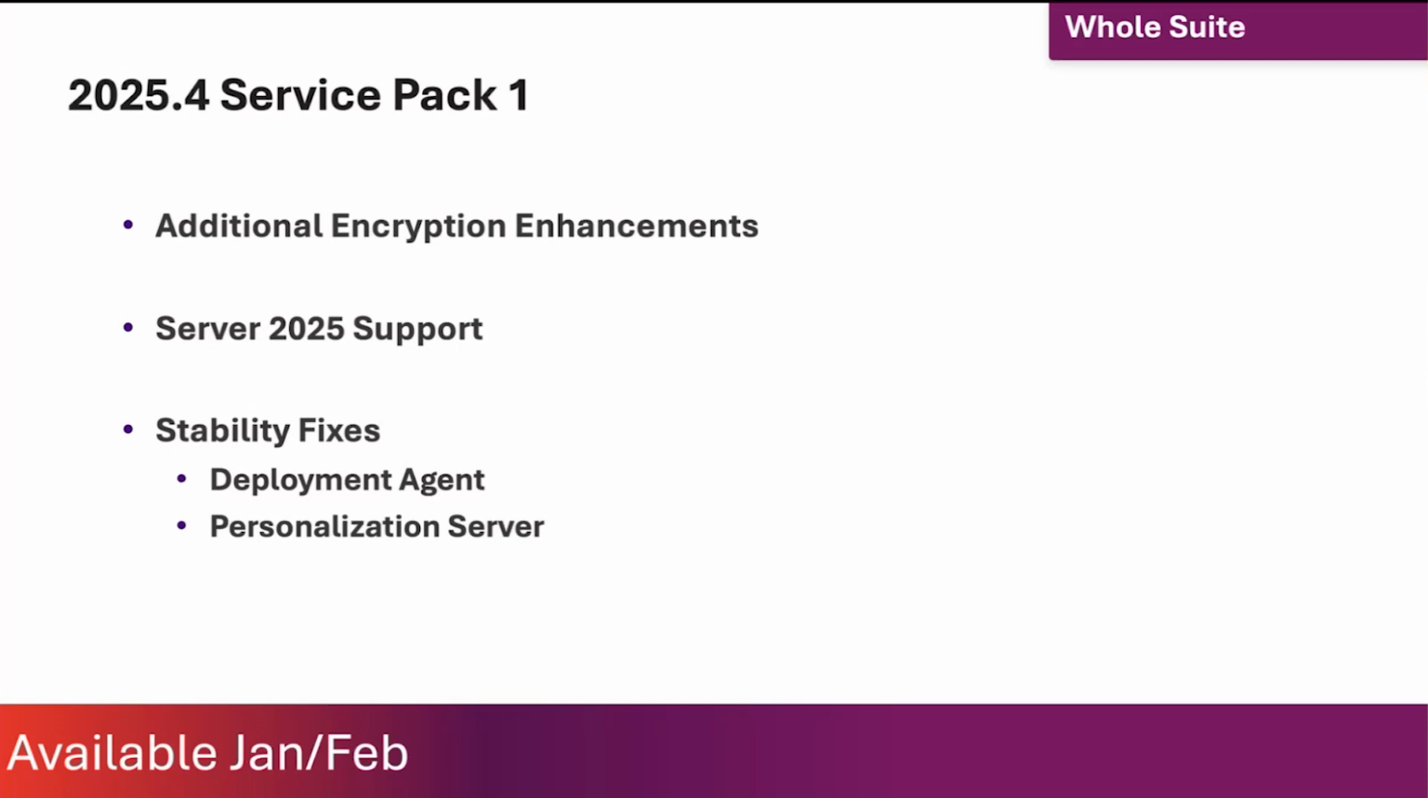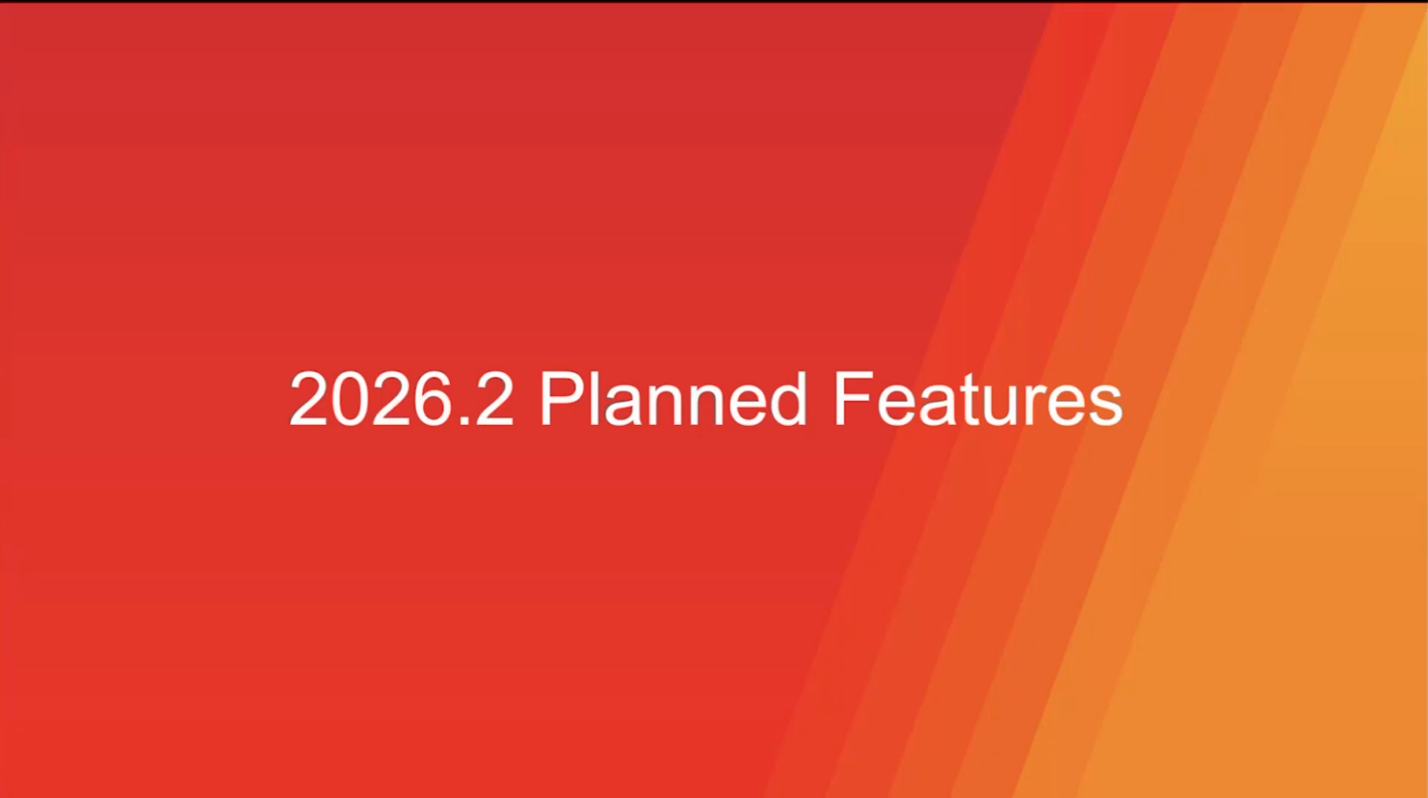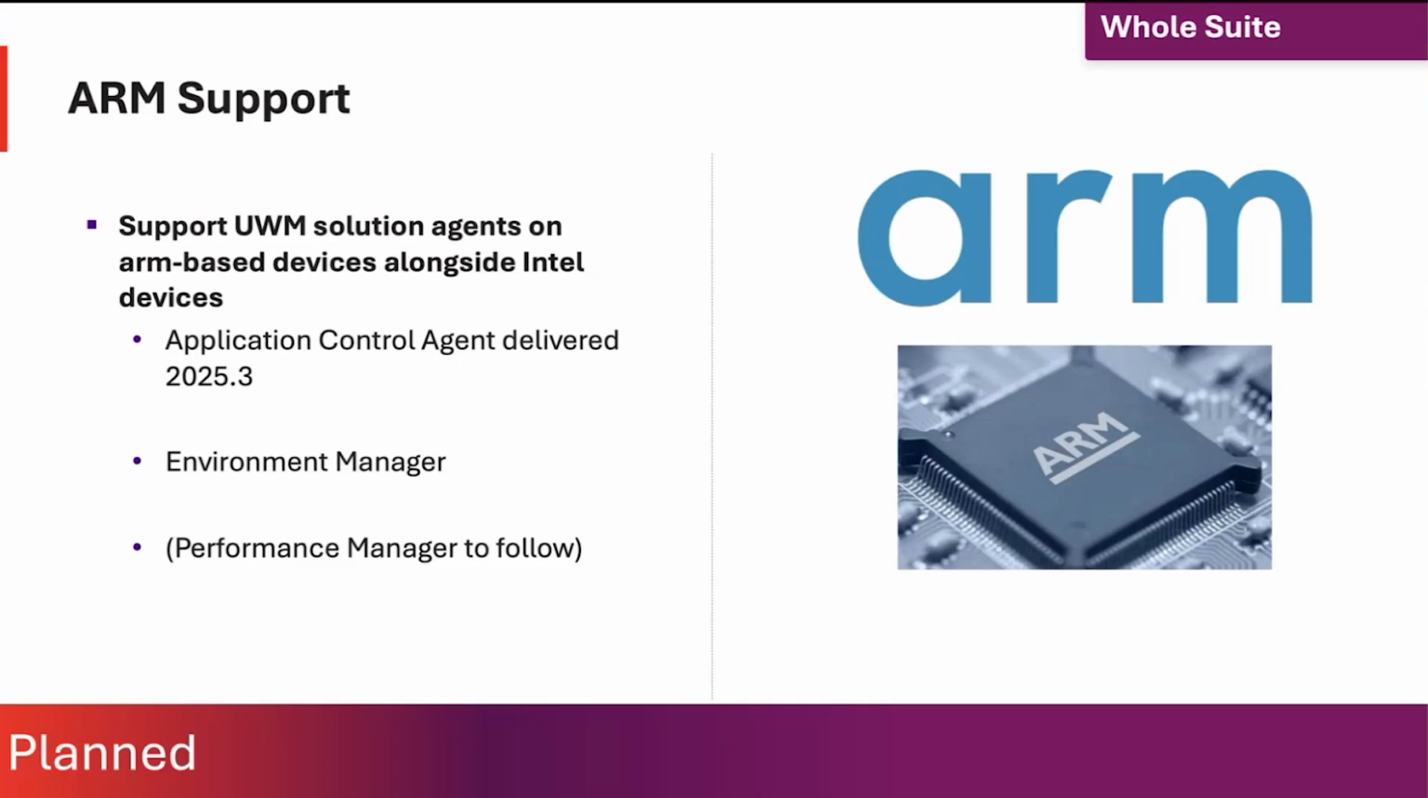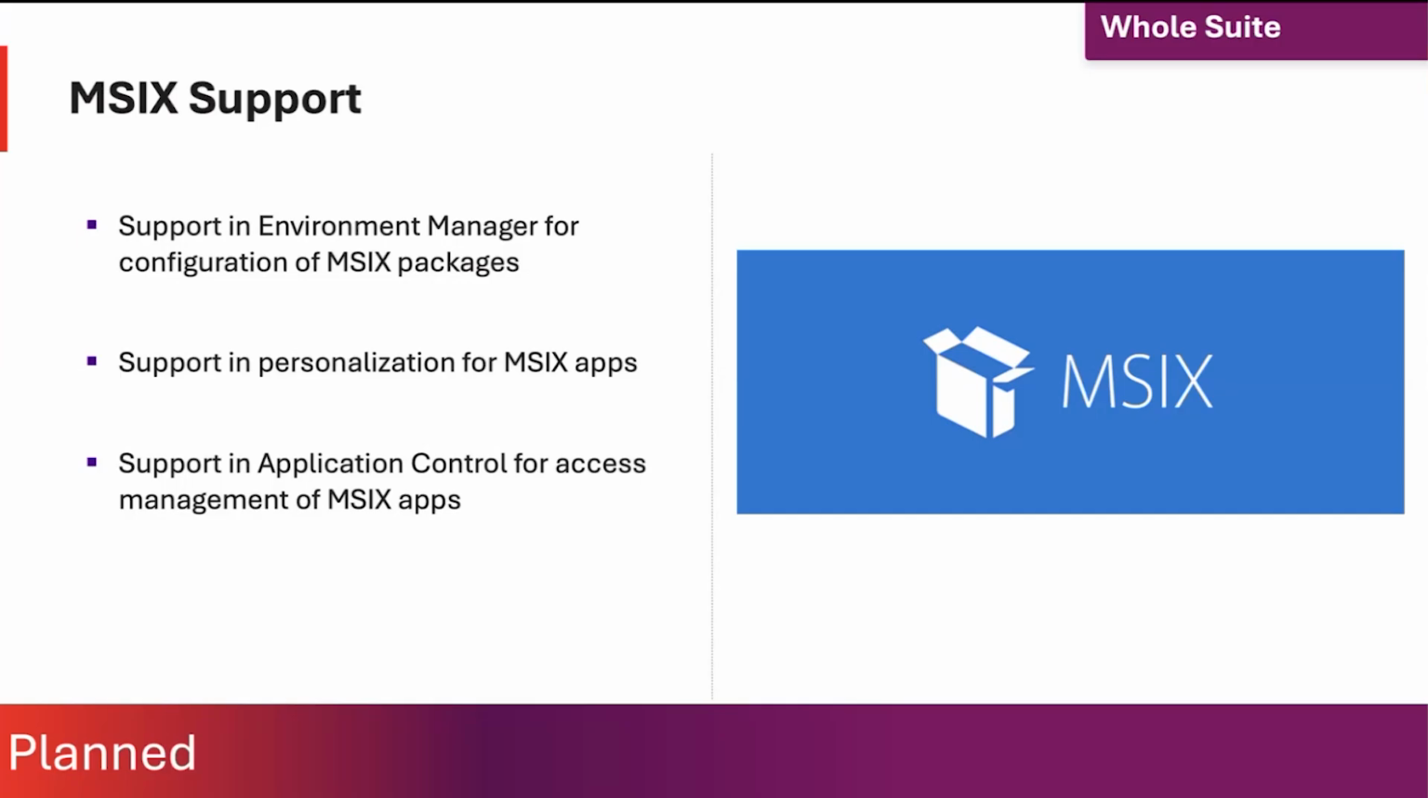What we have coming in the February timeframe is a Service Pack 1. This is going to bring in some additional encryption enhancements, support for Server 2025, and additional enhancements for the deployment agent and personalization server. As we look at our 2026.2 release, Jeff raised a question before: what about ARM support? We delivered in 2025.3 ARM support for Application Control in the agents. The next focus there is Environment Manager, which is on track for our 2026.2 release, and then we will evaluate Performance Manager following that.